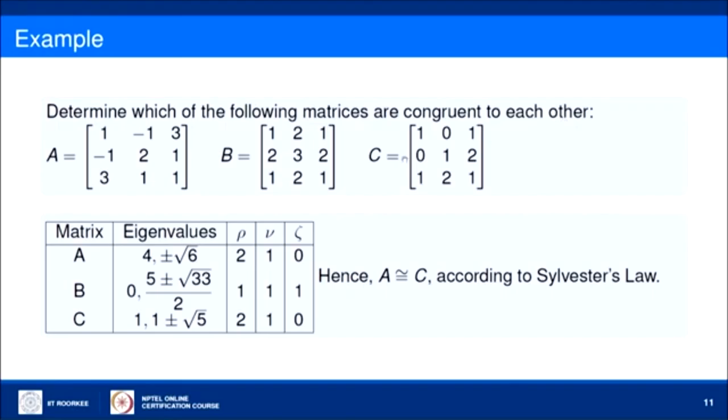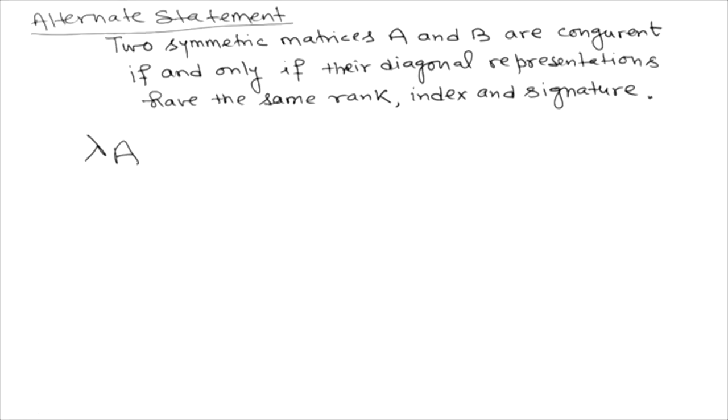So, all the three matrices are given, where the matrix A is 1 minus 1 3, minus 1 2 1, 3 1 1. The matrix B is 1 2 1, 2 3 2 and 1 2 1. And C has first row as 1 0 1, 0 1 2 and 1 2 1. So, if I calculate the eigenvalues of matrix A, they come out to be 4, root 6 and minus root 6.